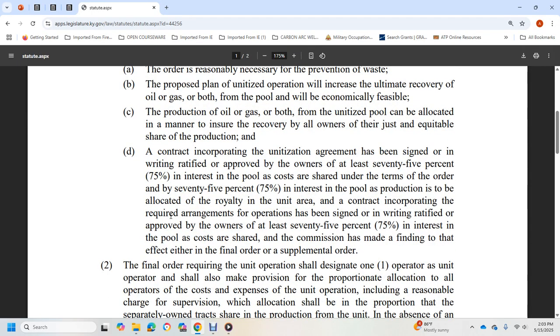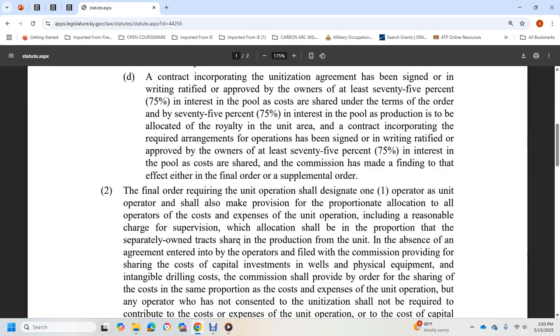The contract incorporating the unitization agreement must be signed, ratified, and approved by the owners of at least 75% of the interest of the pool cost share under the terms of the order, and 75% of the interest of the pool in which production is to be allocated, or of the royalty in the unit area. The contract incorporating required agreements for the operation must have been signed with written ratification and approval of the owners of at least 75% of the interest in the pool cost or share, or the Commission must have made a finding to that effect, either in the final order or a supplemental order.